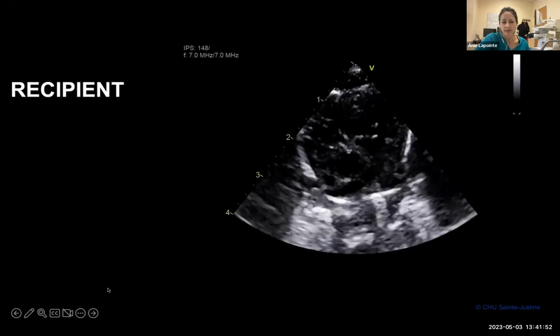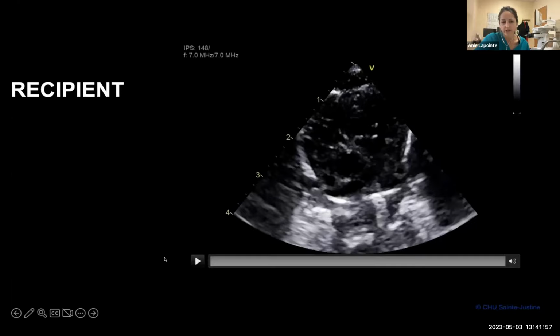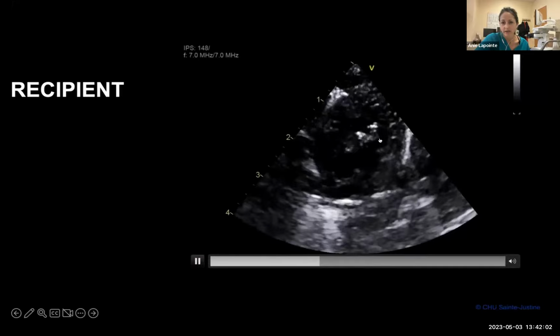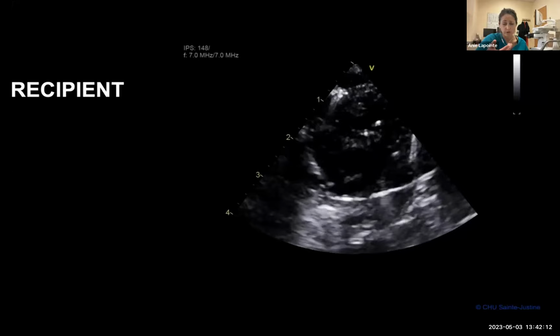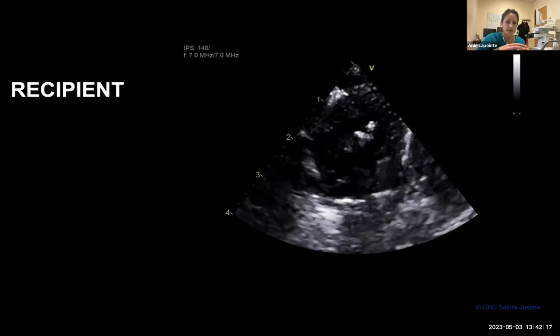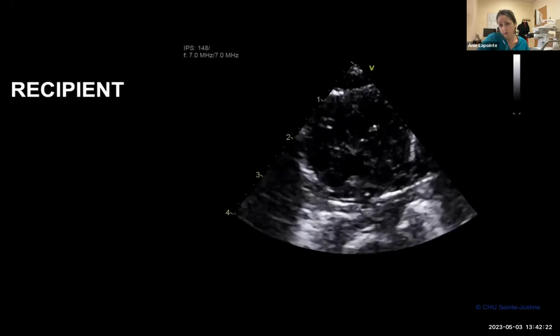What was interesting in this case, in the view of the right ventricle outflow tract, we were able to see hyperechogenicity. And I don't know if you remember, we just discussed calcification that we can sometimes see in the recipient, secondary to shear stress and mechanical stress, secondary to hypervolemia. So that was the explanation for this finding.